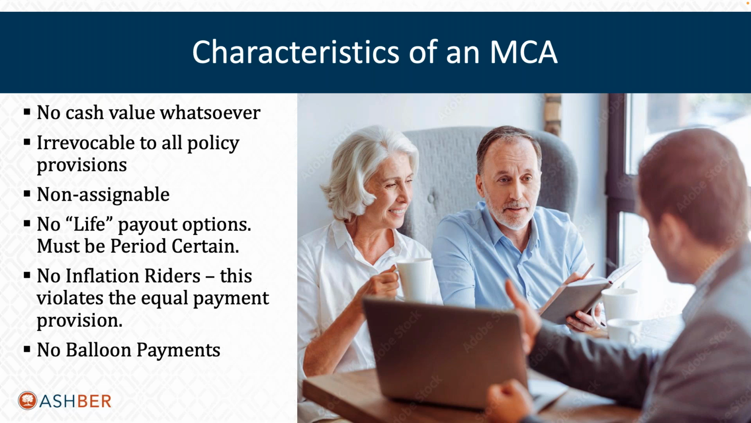The annuity must also not have inflation riders, because that will violate the equal payment provision in the Deficit Reduction Act. So no inflation riders. We want to keep level payments for every single annuity that we're doing, and no balloon payments. There are scenarios where we may suggest or consider a balloon annuity, but in very rare circumstances. So generally speaking, try not to do any balloon annuities for Medicaid compliant purposes.